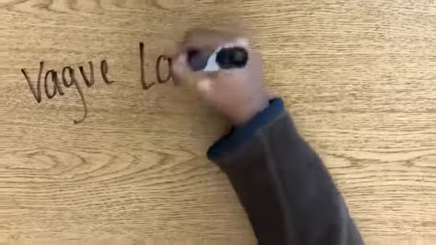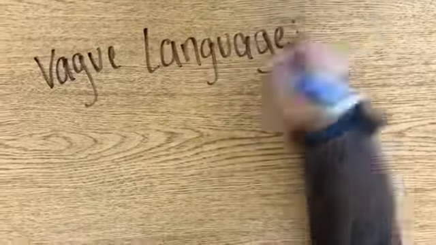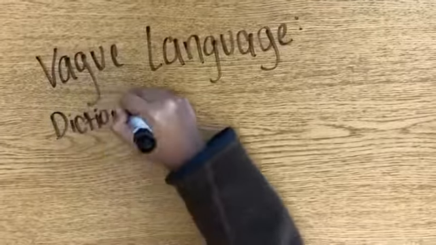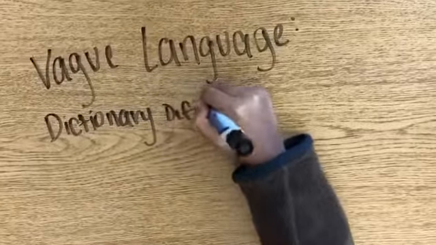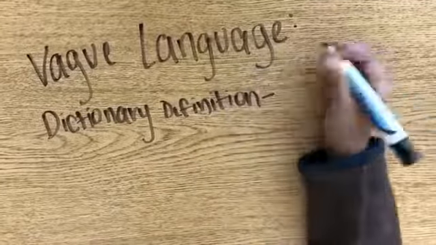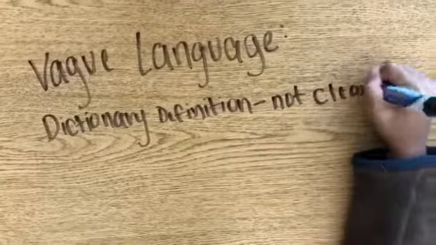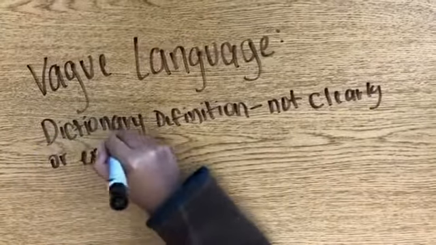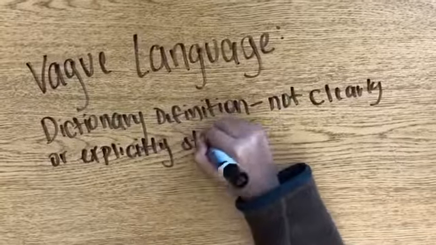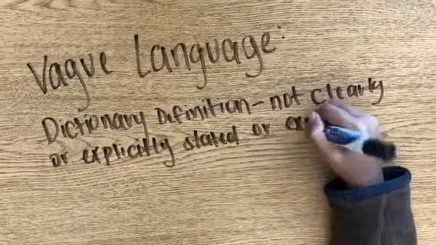Okay, so first I'm going to be talking about vague language in writing. So first, the dictionary definition for vague language is something that is not clearly or explicitly stated or expressed. Then my more simple or basic definition that I made up was the imprecise or unclear use of language.